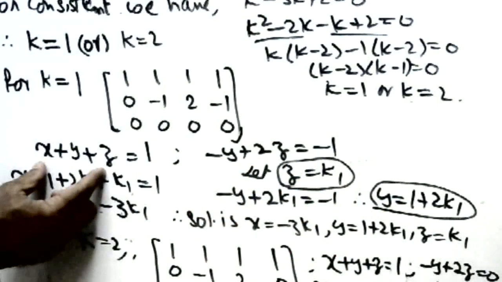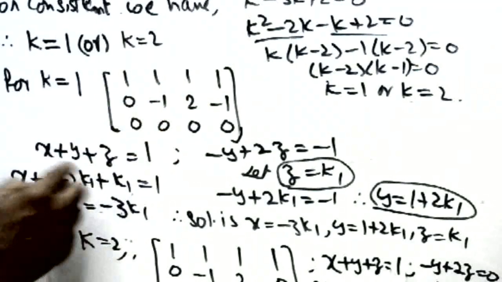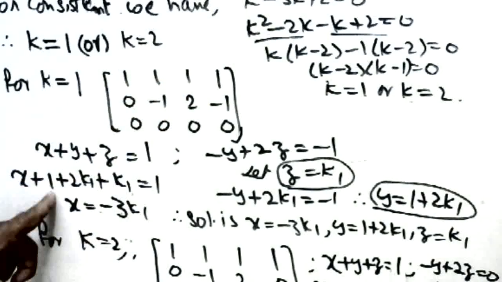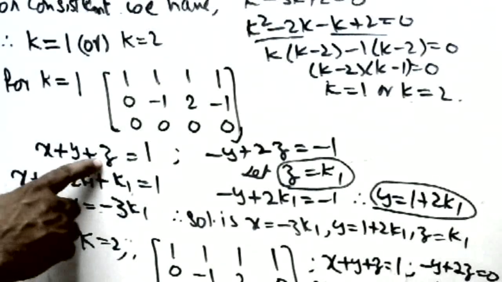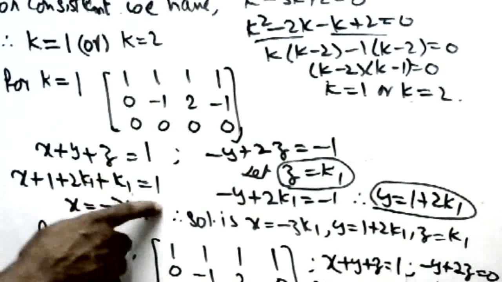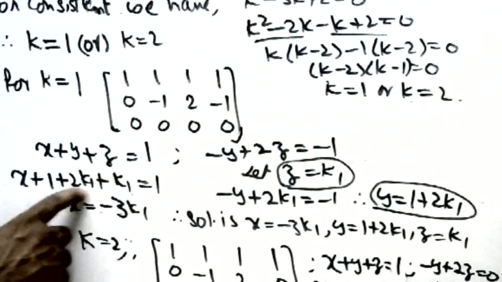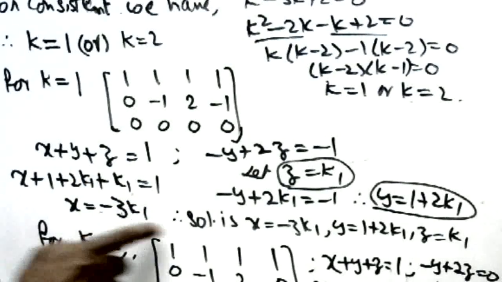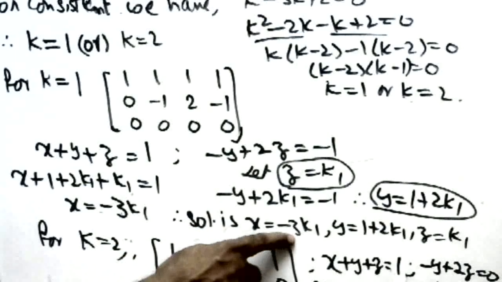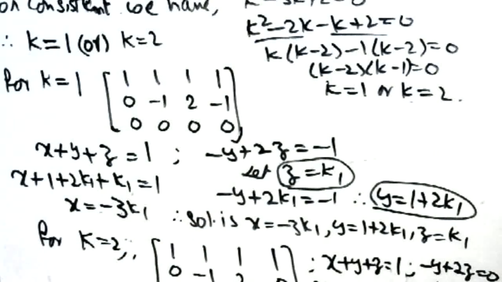Now keep the value of z and y in equation 1: x plus y plus z equals to 1. We kept the value of y as 1 plus 2k1 and the value of z as k1, equals to 1. The 1s will get cancelled. 2k1 plus k1 is 3k1. Bring on the other side minus 3k1. So one solution will be x equals to minus 3k1, y equals to 1 plus 2k1, z equals to k1.